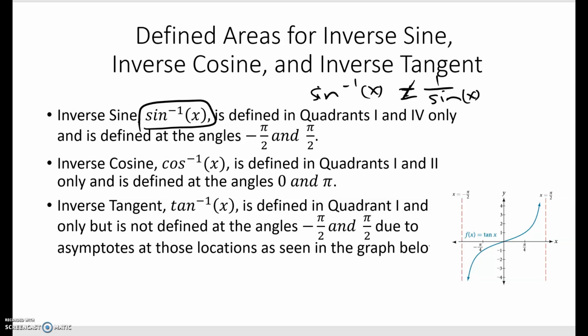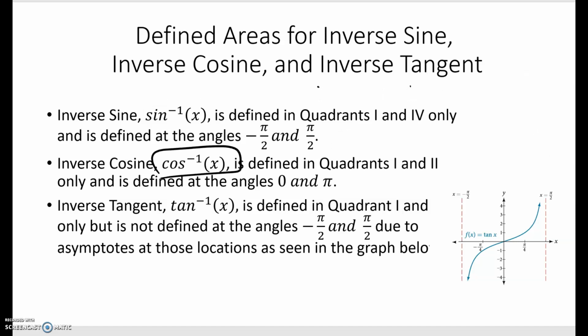So inverse of sine is basically defined in quadrants 1 and 4 only, because it goes from 90 to negative 90. So quadrant 1 and quadrant 4. The inverse of cosine, we said, goes from 0 to 180. So here, quadrant 1 and quadrant 2.